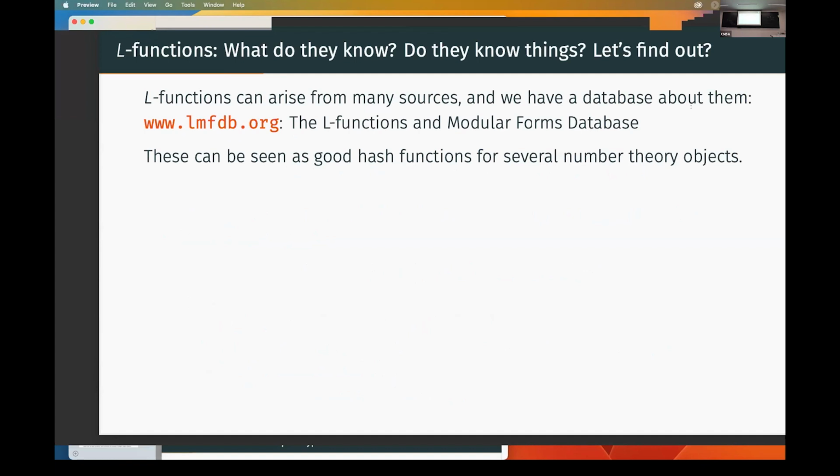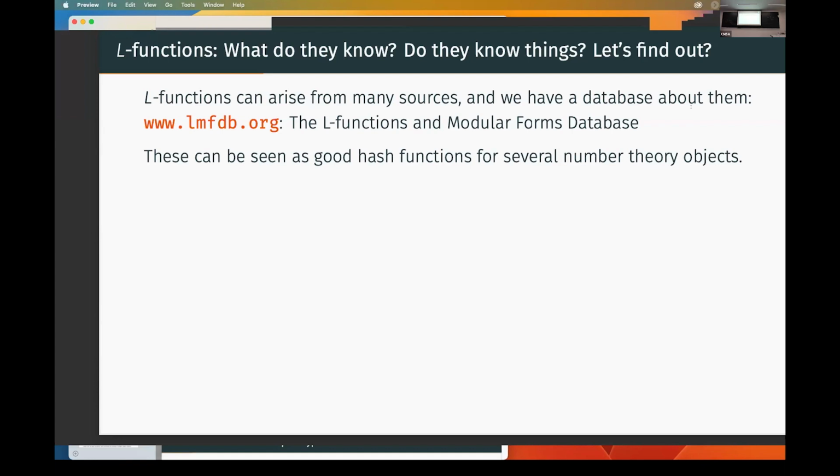Where do we get them? We're lucky. There's an old database called the L-functions and modular forms database. It's much more than L functions; it's really about the Langlands program. The key part is that when you think about L functions, you should think of them as a very good hash function for number theory objects. So it magically contains a lot of information.